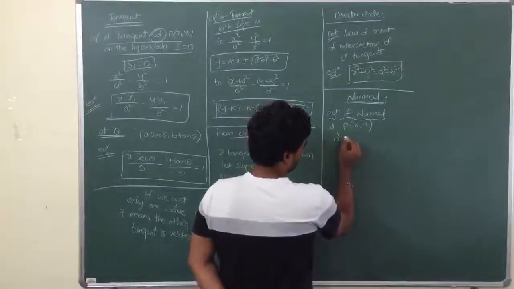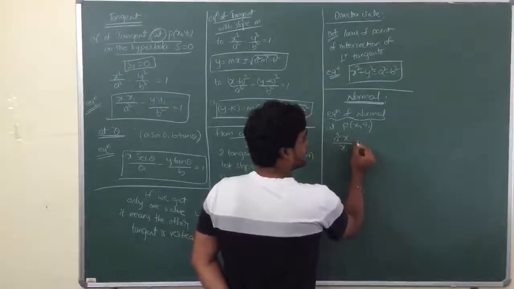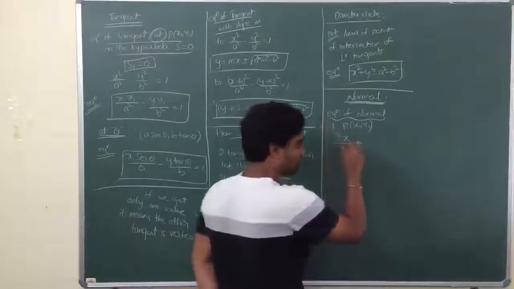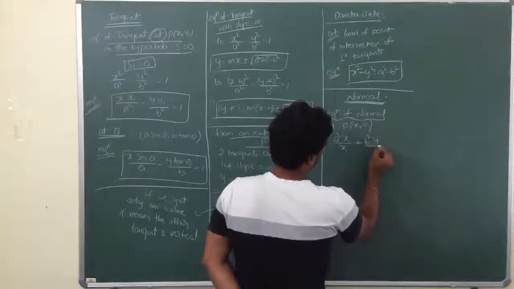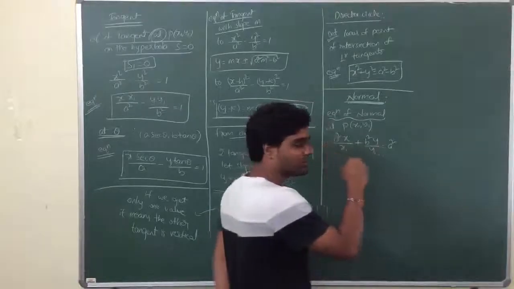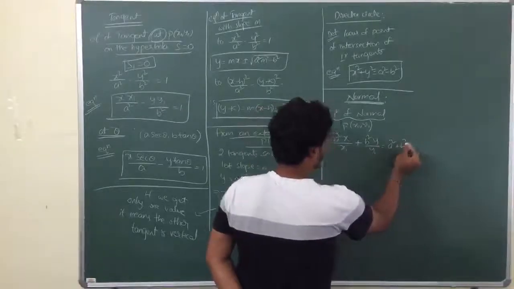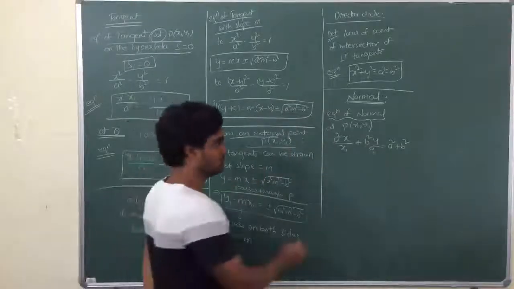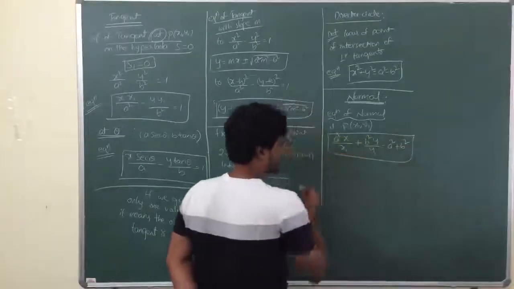So you'll get a²x/x1 + b²y/y1 = a² + b². There in ellipse it is minus b², in hyperbola it will be plus b². This is the equation of normal at (x1, y1).